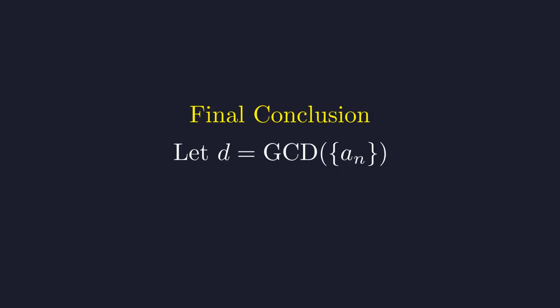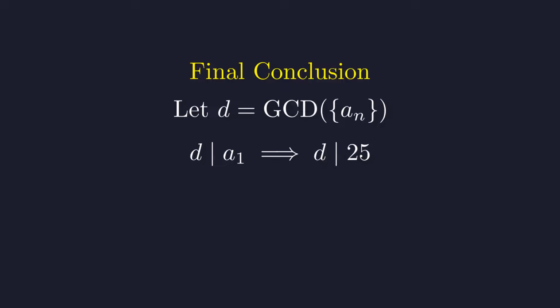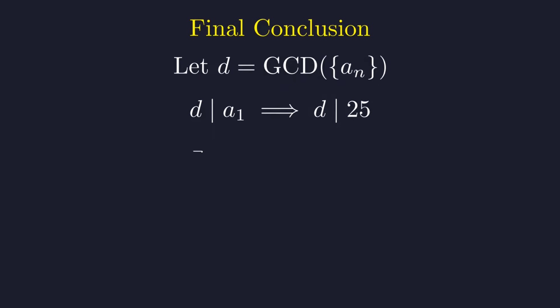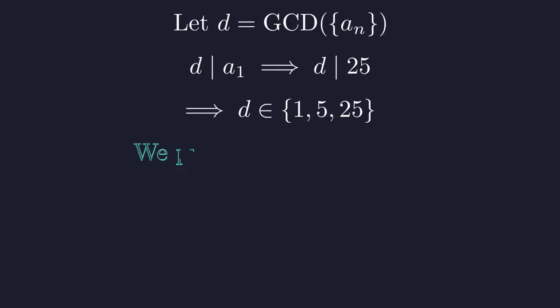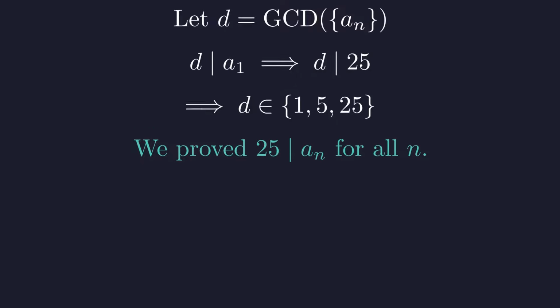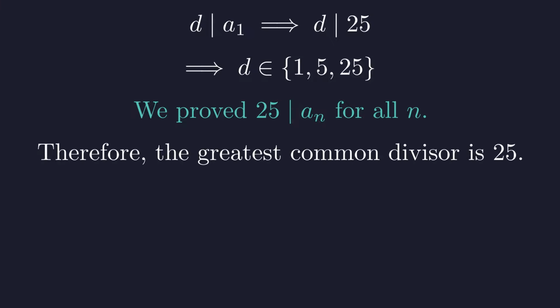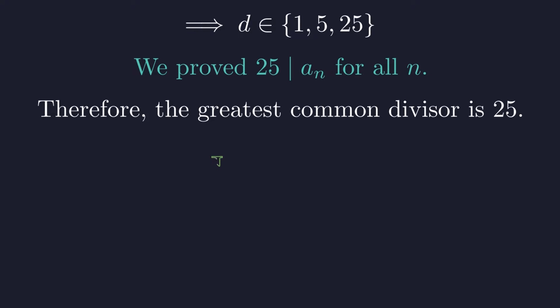Now, let's state our final conclusion with complete mathematical rigor. Let D be the greatest common divisor of our set. By the definition of GCD, D must divide every term in the set. This includes the first term, so D must divide 25. This implies that the only possibilities for D are 1, 5, or 25. We have rigorously proven that 25 divides every a sub n, making it a common divisor. Since 25 is a common divisor, and it's the largest possible candidate, it must be the greatest common divisor. Therefore, the greatest common divisor of the infinite set is 25.